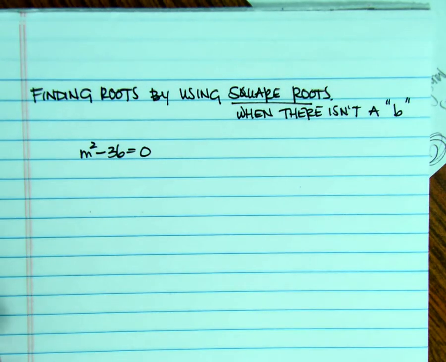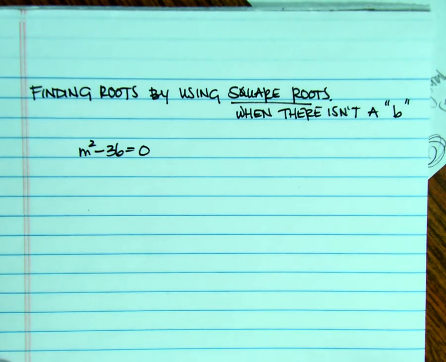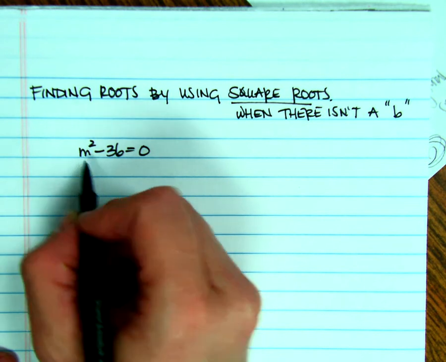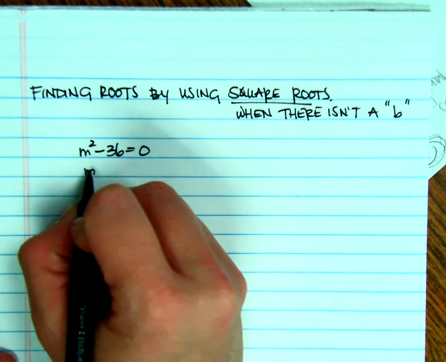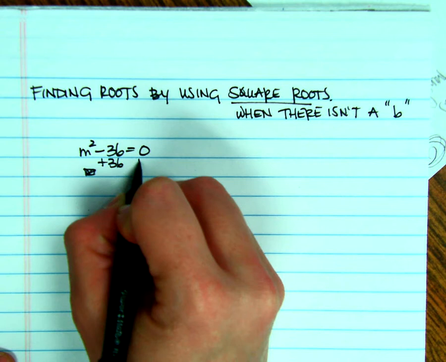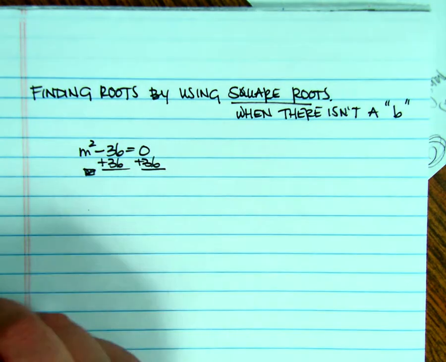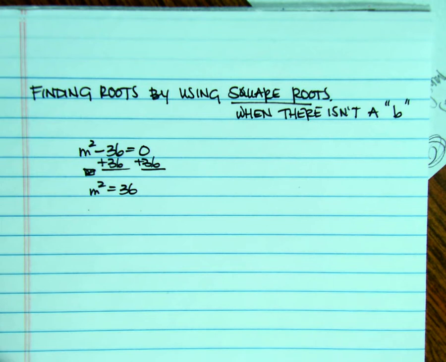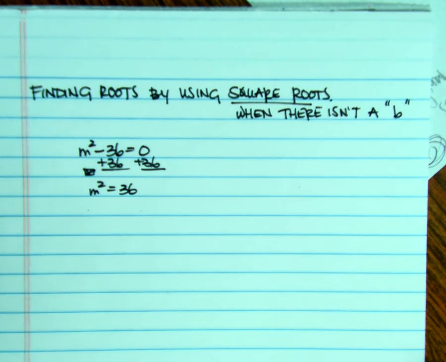If I'm asking for the solutions or the roots or the x-intercepts of this, I am going to get it so that my variable is by itself. And I am going to add 36 to both sides and get m squared equals 36. One thing we haven't talked a whole heck of a lot about is when we square root both sides.